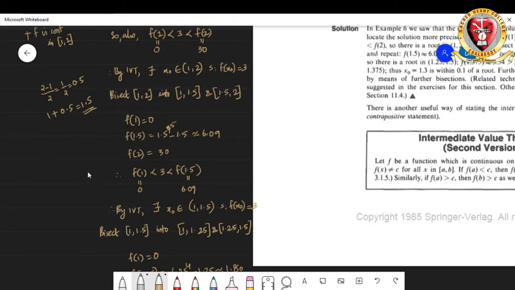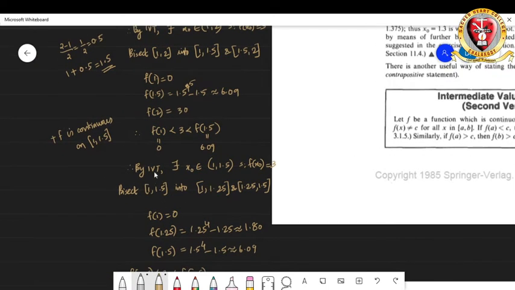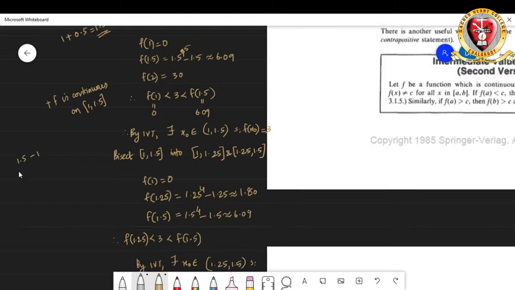So in order to use IVT, you have the additional information that f is definitely continuous on the closed interval [1, 1.5]. With this information, you can apply IVT to get the existence of an x naught in the open interval (1, 1.5) such that f of x naught is equal to 3. Now we are going to bisect this closed interval [1, 1.5]. How to find the midpoint? (1.5 minus 1) divided by 2, that will be 0.5 by 2, which is equal to 0.25. Then add it with 1: 1 plus 0.25 is equal to 1.25, which will be the midpoint. So the two subintervals after the bisection will be the closed interval [1, 1.25] and the closed interval [1.25, 1.5].